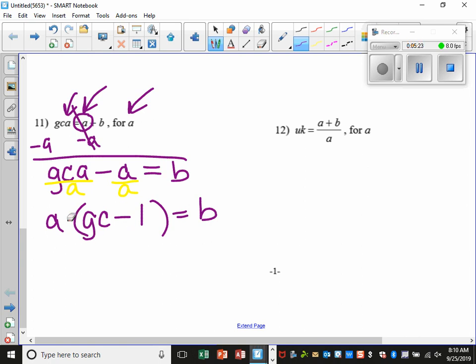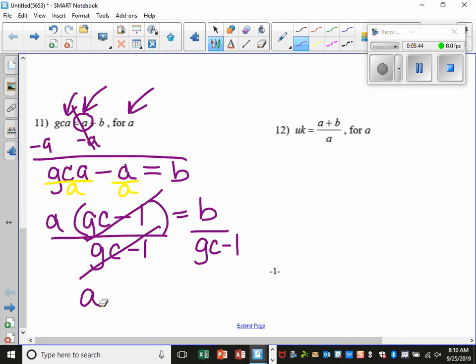So how do you think I'm going to eliminate that times GC minus 1? Okay, so listen to what operation did I just say? I said times. So what is the inverse of multiplication? Division. So I'm going to divide by the GC minus 1. That cancels out. And now I have A isolated. Okay, so that requires a little bit more work when you have the A in both places. Just get them all to one side and then factor it out.